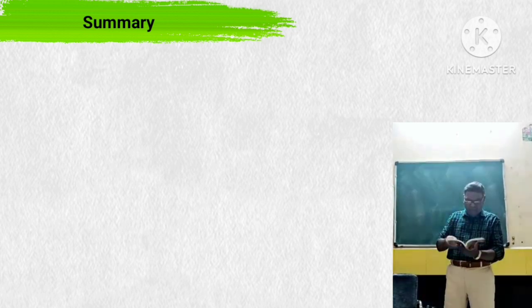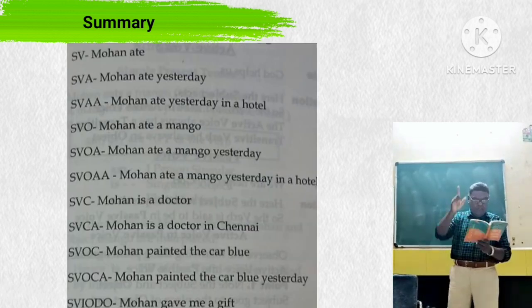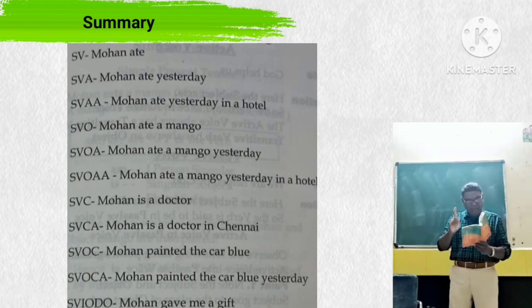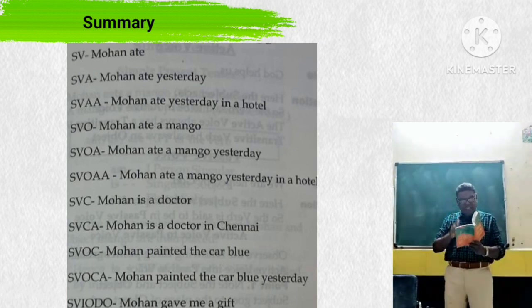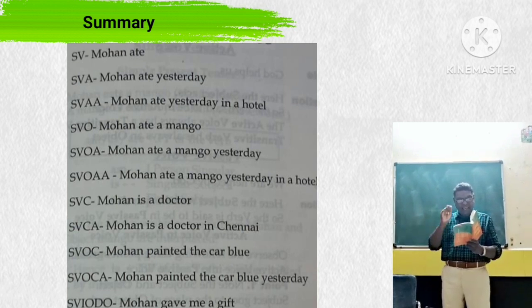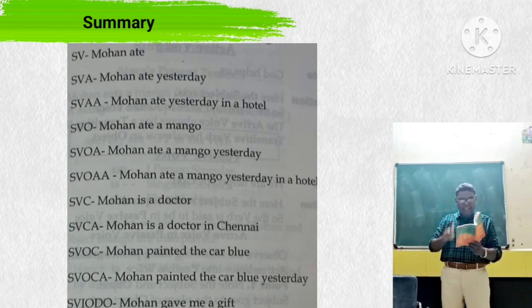And let me give more examples for sentence patterns from this book. About this book I shall talk later. From this book: SV, Mohan ate. SVA, Mohan ate yesterday. SVAA, Mohan ate yesterday in a hotel. SVO, Mohan ate a mango. SVOA, Mohan ate a mango yesterday. SVOAA, Mohan ate a mango yesterday in a hotel.